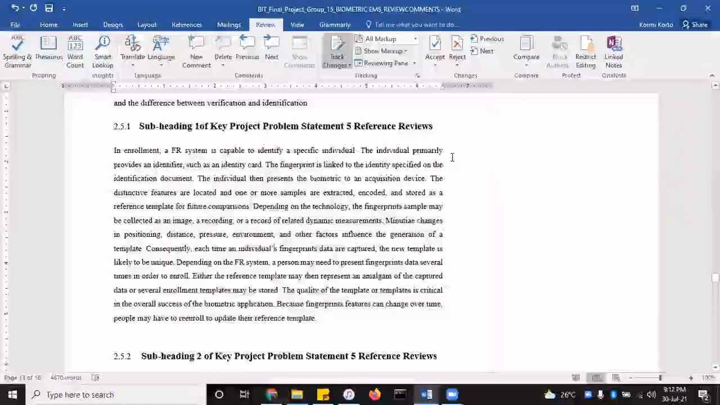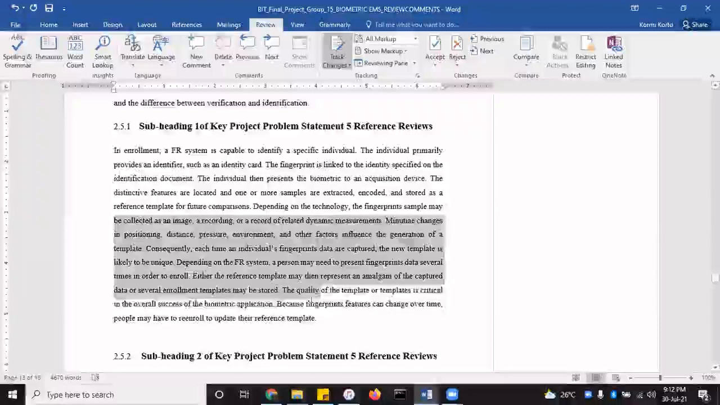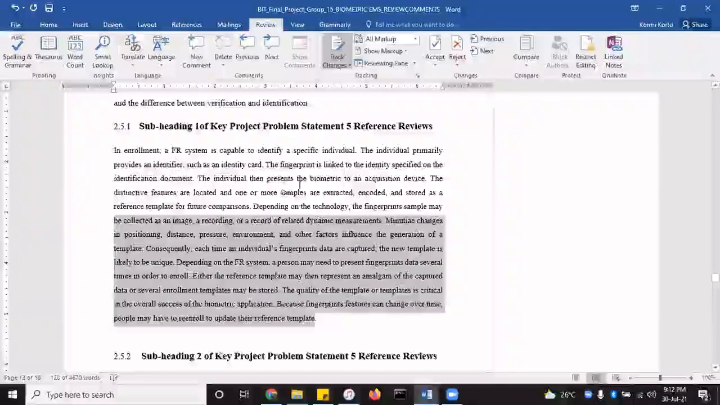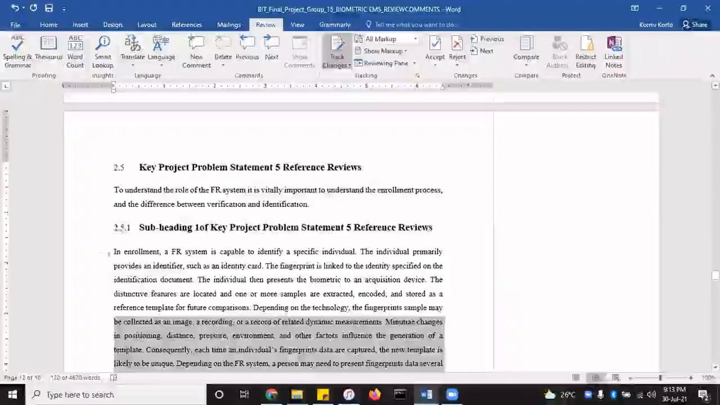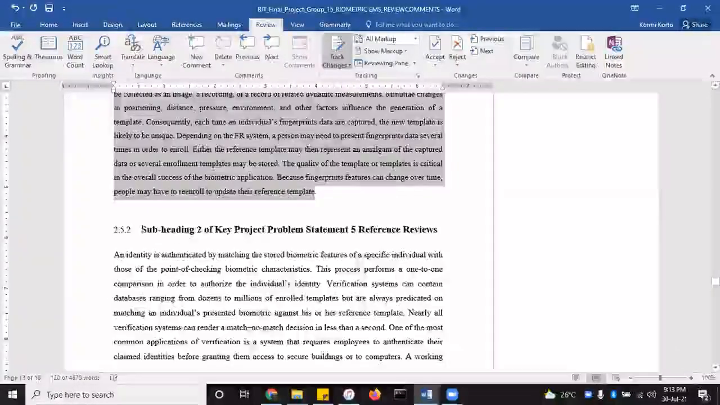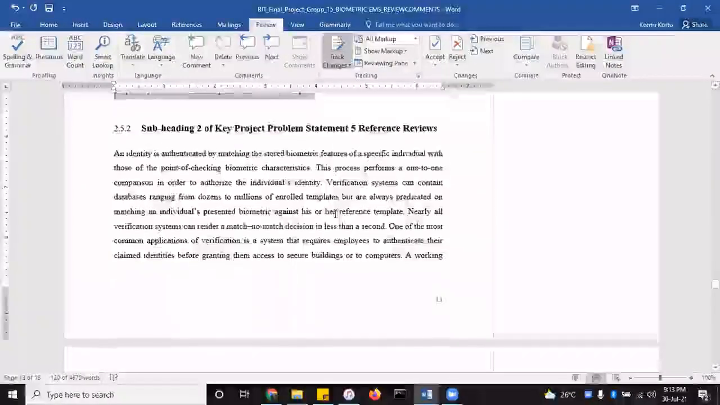individuals based on their fingerprints linked to a particular specific identification system or documentation. But the individual then presents the biometric to an acquisition device. Okay. So a number of things going on over here that talk about the accuracy part, which is good. So obviously it's capturing that problem statement. It's just the subheadings which are completely off. That needs to be changed.